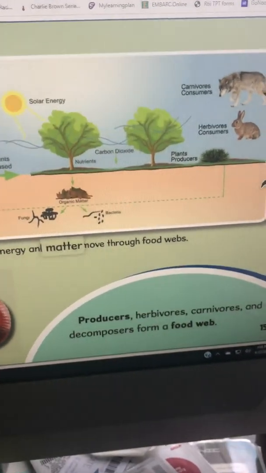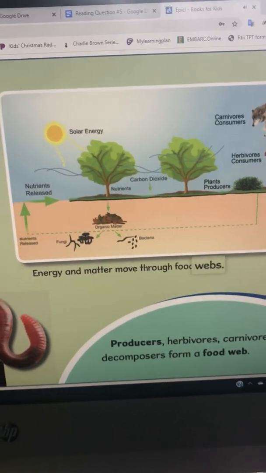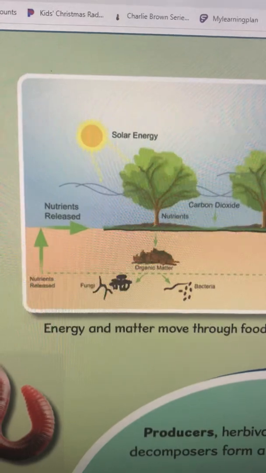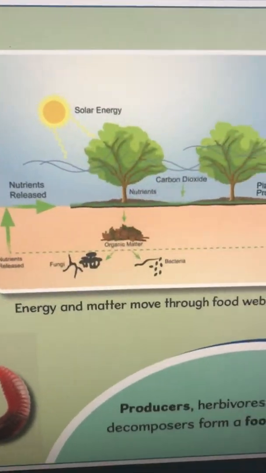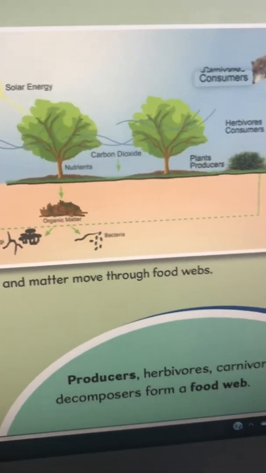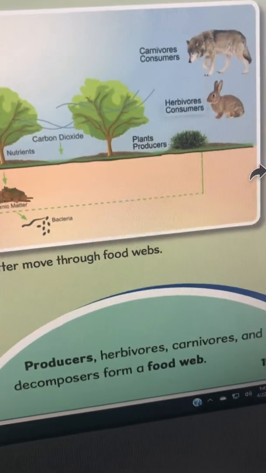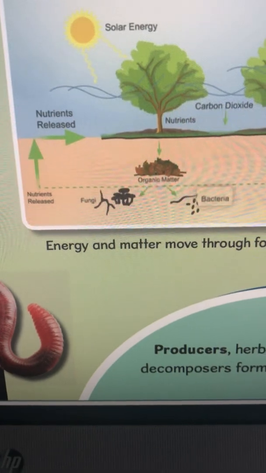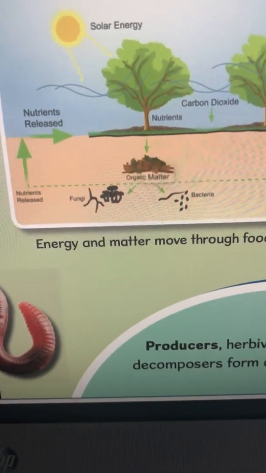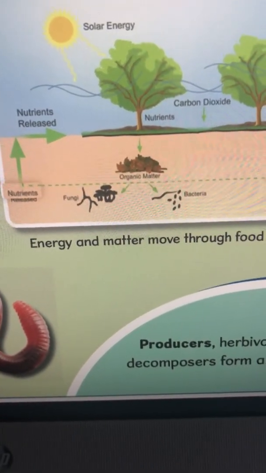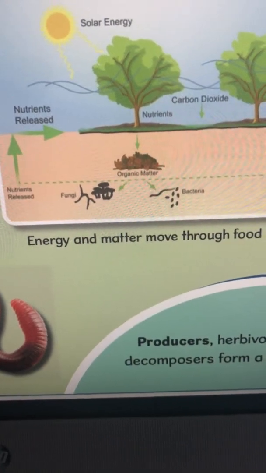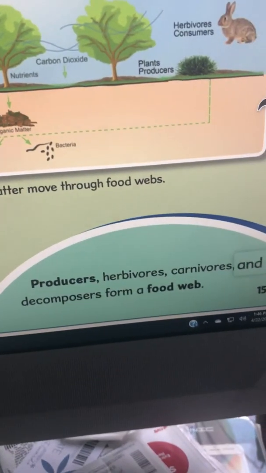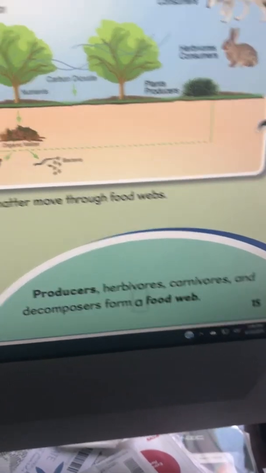Energy and matter move through food webs. Solar energy, nutrients, carbon dioxide. Carnivores, consumers. Herbivores, consumers. Plants, producers. Bacteria, organic matter. Fungi, nutrients released. Producers, herbivores, carnivores, and decomposers form a food web.